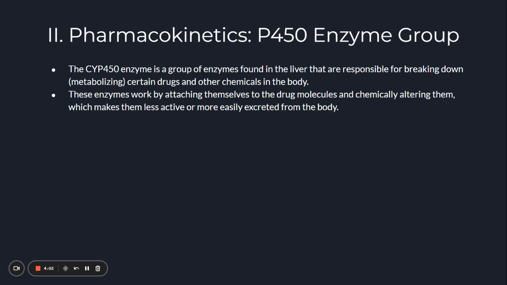If we look at an example of how this enzyme works, if we look at warfarin, which is used to prevent clots, warfarin is metabolized by the CYP450 enzyme called CYP2C9. Okay, it's not important to memorize that, just to understand that CYP450 is a group of enzymes, and within those enzymes, one of them is CYP2C9.